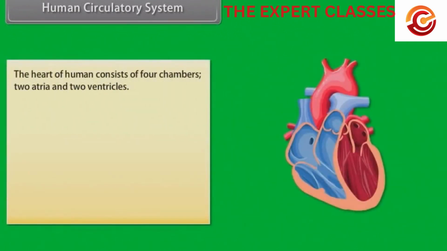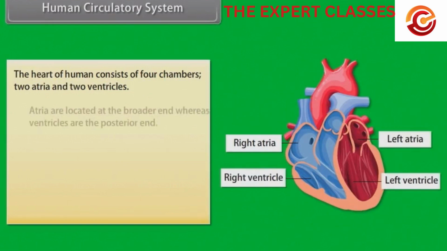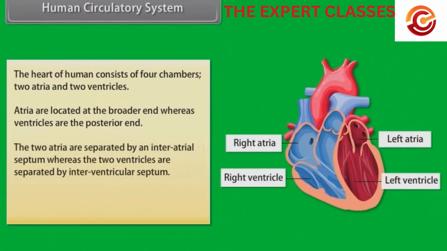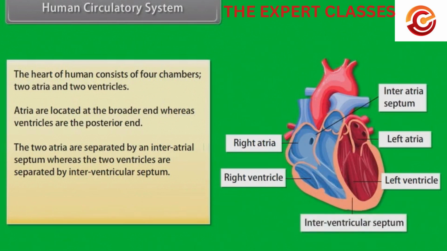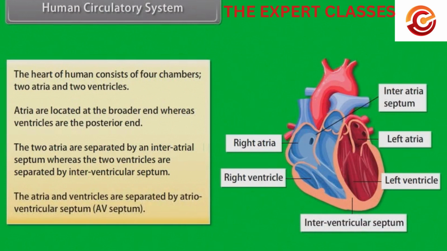The heart of human consists of 4 chambers, 2 atria and 2 ventricles. Atria are located at the broader end, whereas ventricles are at the posterior end. The 2 atria are separated by an inner atrial septum, whereas the 2 ventricles are separated by interventricular septum. The atria and ventricles are separated by atrioventricular septum.